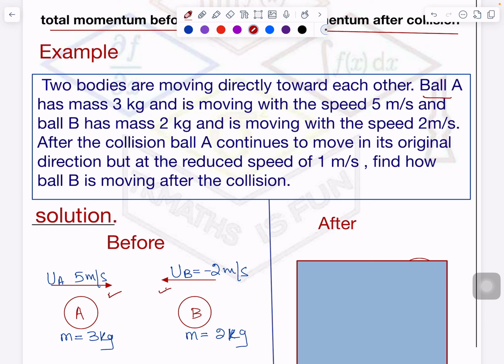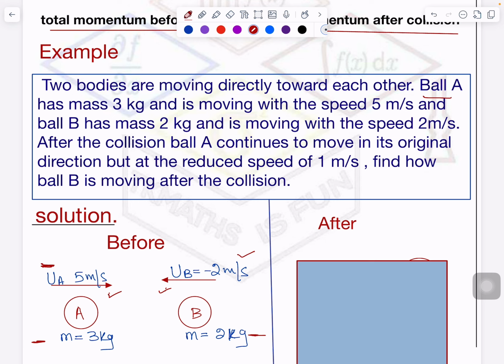Ball A has mass 3 kg, which I have mentioned here, and is moving with the speed 5 meters per second. I have written that here. And ball B has mass 2 kg, written here, and is moving with the speed 2 meters per second. Why did I write -2 here? Because it is in the opposite direction.